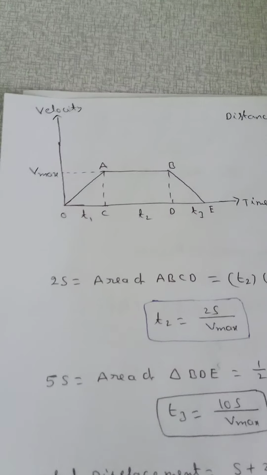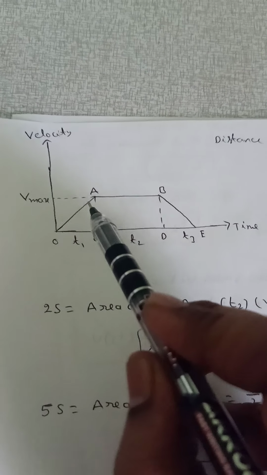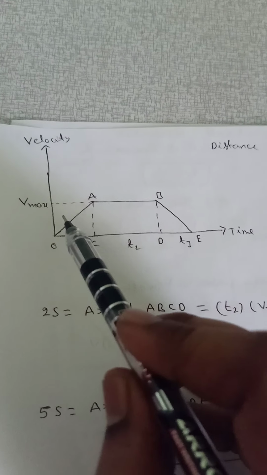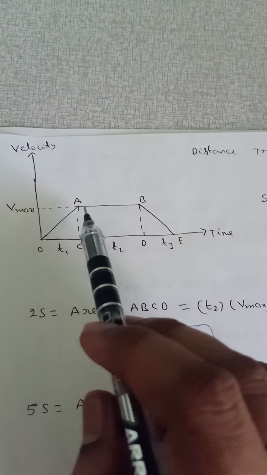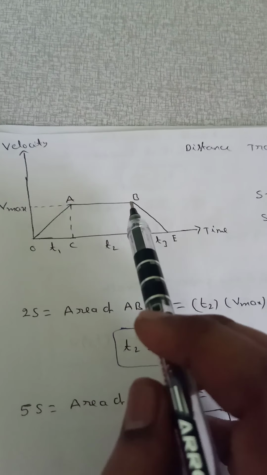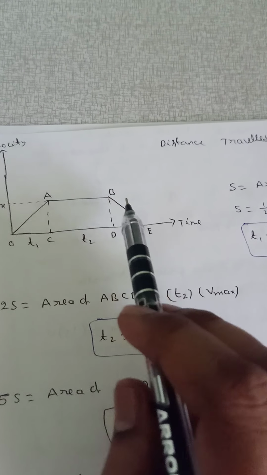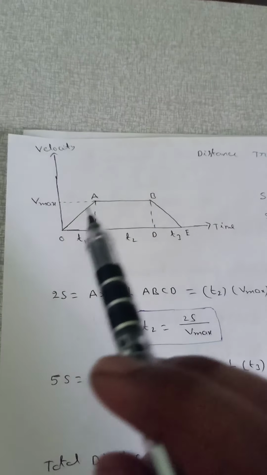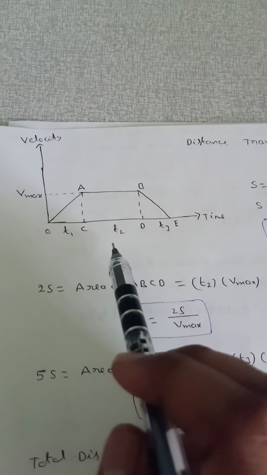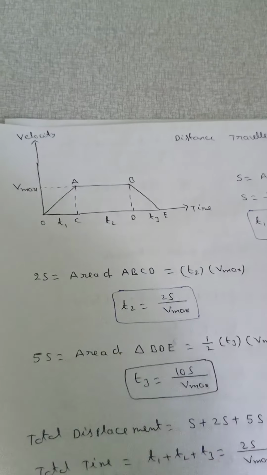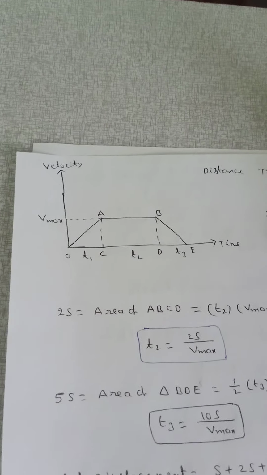Let's show the velocity time graph. From O to A, this is the uniform acceleration, traveling a distance s. From A to B, the constant velocity or uniform motion travels a distance 2s. From B to E, the uniform retardation travels a distance 5s. The time taken in the first case is t1, in the second case t2, and in the third case t3. But t1, t2, t3 are unknown values.